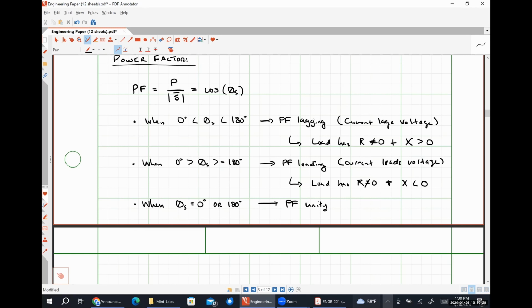The only way that this can happen is if our current and voltage are either perfectly in phase or perfectly 180 degrees out of phase, right? So that means there can't be any inductance or capacitance in our system whatsoever. So we could say from here that our load has R not equal to 0, and our reactance is exactly equal to 0.